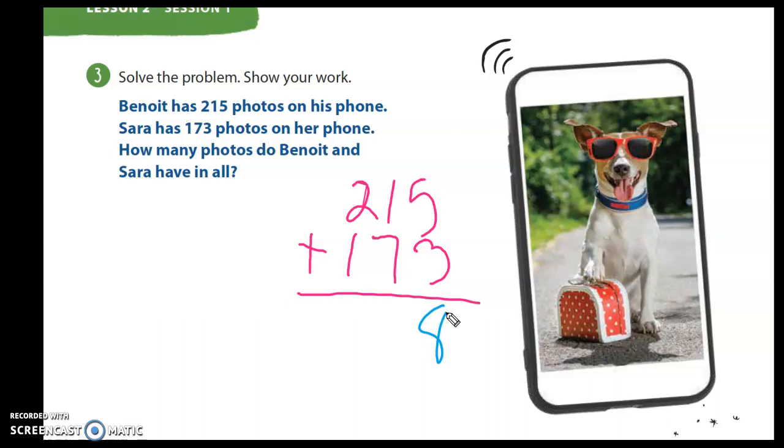If it had 18 or 10, then yes, I would put the number in the ones place here and then carry the number in the tens place over. Okay, so then I do the middle. So 1 plus 7 is 8 again. That's a single digit, so I don't have to carry anything. And then 2 plus 1 is 3. Okay, so how many photos do they have altogether? 388. 388 is your answer.